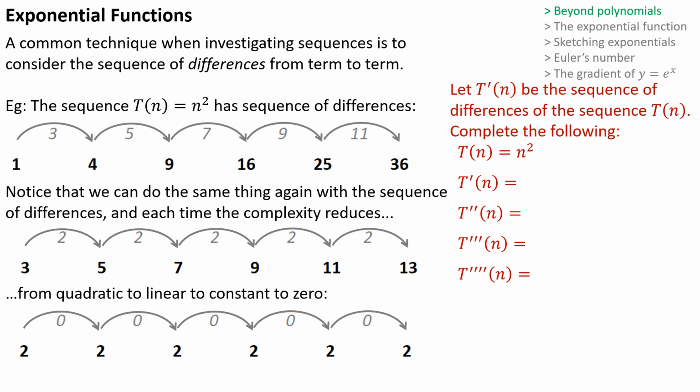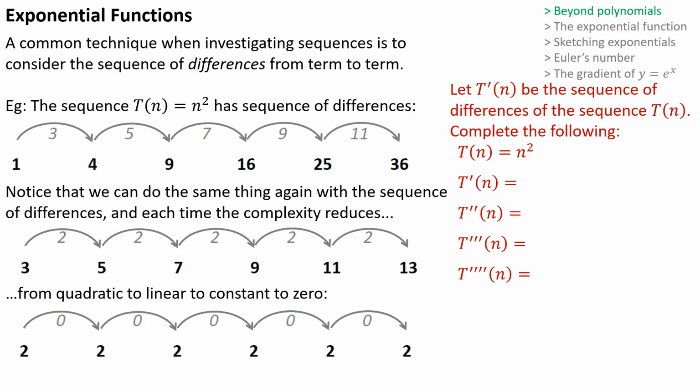What I'd like you to do, just to start with, as a bit of a warm-up, is to calculate what I've called T dash, T double dash, and so on, stealing some notation from a topic you might recognize. I'd like you to write down the nth term rule for the sequence of differences, the 3, 5, 7, 9, 11 sequence, and then the nth term rule for the sequence of second differences, then the third, then the fourth. Pause, write those down. When you're ready, we'll continue.